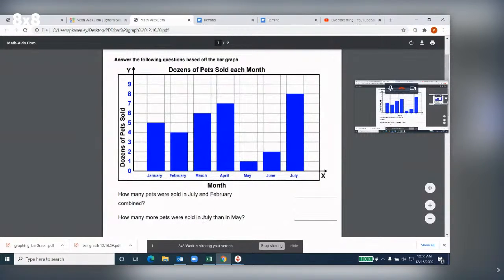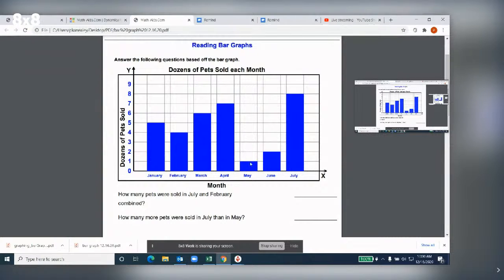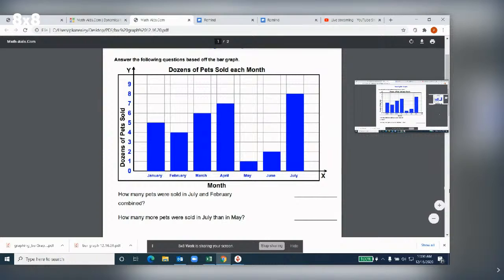How many more pets were sold in July than May? Okay, so July, there are 8 dozen. In May, there was 1 dozen. So July is 12 times 8, which is 96. And in May, there were 12. So it's going to be 96 minus 12, which is 84.